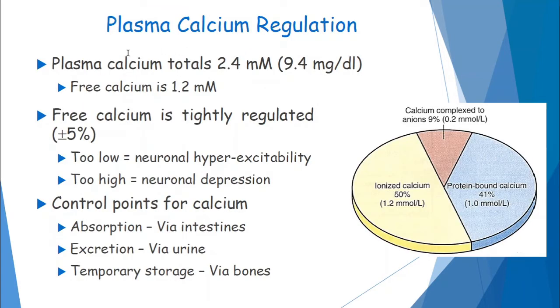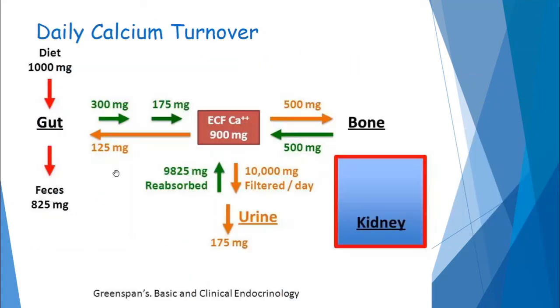So the plasma calcium is regulated closely. The plasma calcium totals around 2.4 millimolar and free calcium is around 1.2 millimolar. So the free calcium is the one that is tightly regulated. If it is too low, there is neuronal hyperexcitability, and if it is too high, there is neuronal depression. So the control points include the absorption via the intestines, excretion via the urine, and the temporary storage that is present in the bones. So this is the daily calcium turnover.